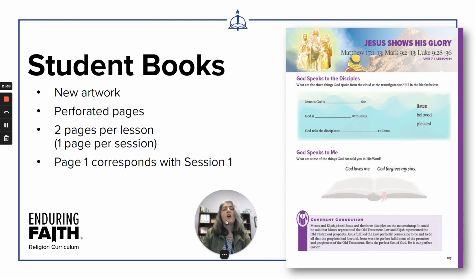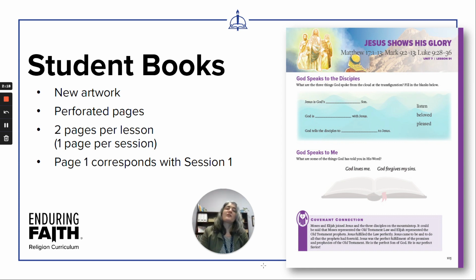You'll also see lesson extenders. We still have those different ways to extend learning throughout the week, whatever ways work for you. For grades 5 through 8, you're going to see this covenant connection. You're going to see how Jesus is prophesied in the Old Testament and how Jesus fulfills prophecy in the New Testament. So that covenant connection will be in every lesson for all of your levels.